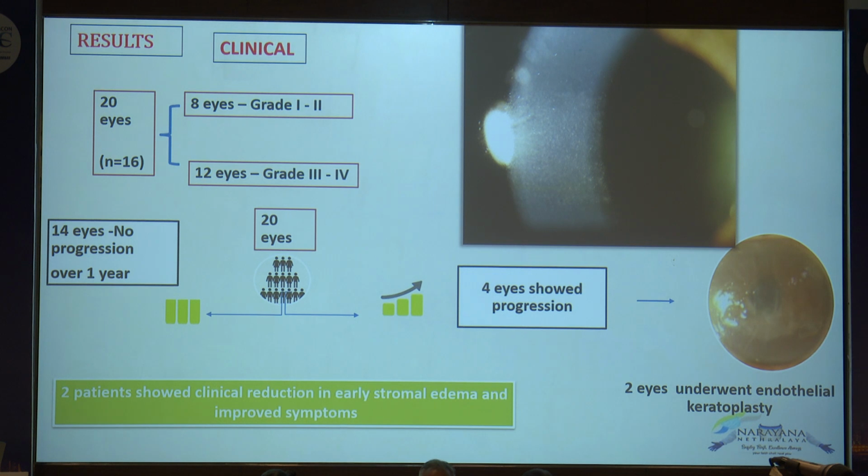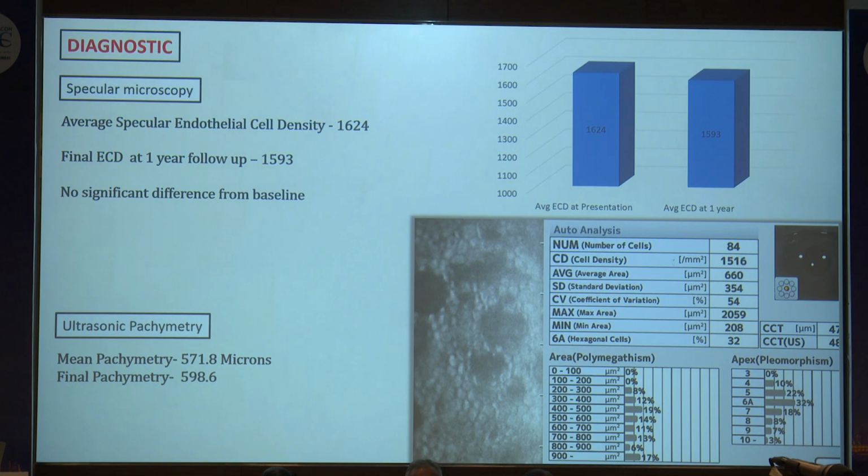Very interestingly, 2 patients showed a very initial reduction in their early stromal edema, and we know that many of these patients complain of early morning changes. Their vision gets blurred early in the morning when they wake, which improves over time, and they felt an improvement in their symptoms, which is a subjective change. When we come to the diagnostics, there was no significant drop in the endothelial density. Of course, we do not expect an improvement.